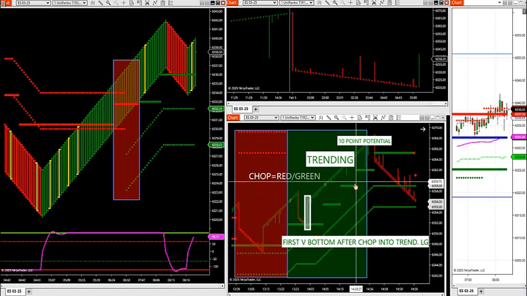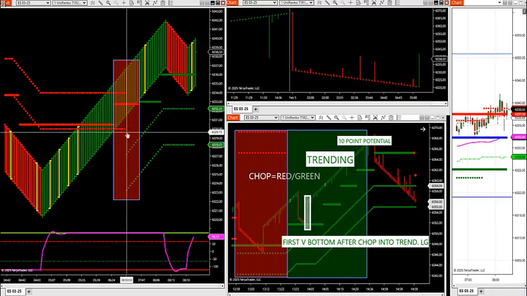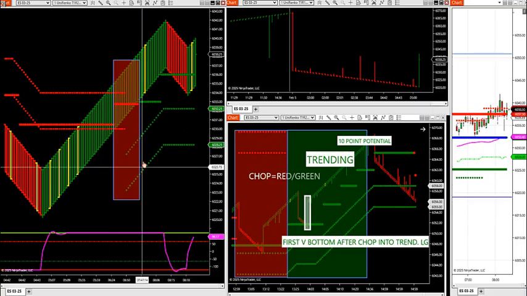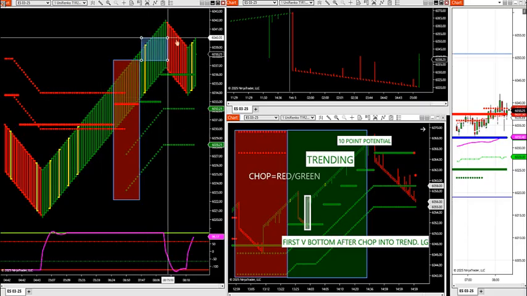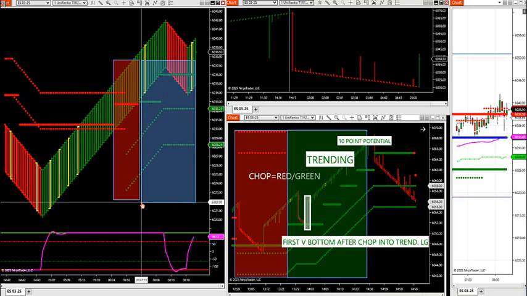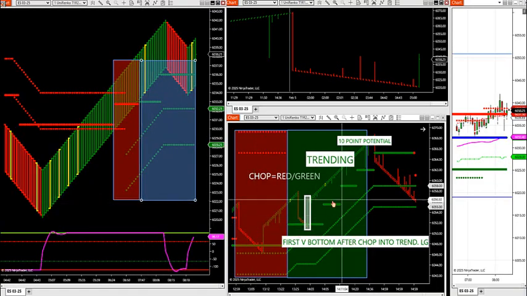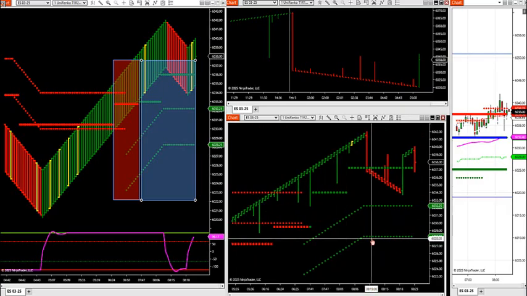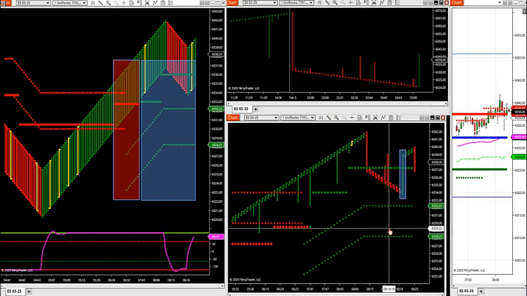We're looking for a trending market right now. Just like yesterday, it went from chop, which is red-green, into trend, which is green-green. So now we're entering a trend. We're looking for the LG2 to fire in like yesterday, on the first V bottom after chop. So right now, here's your V bottom, just like yesterday. There's your V bottom.